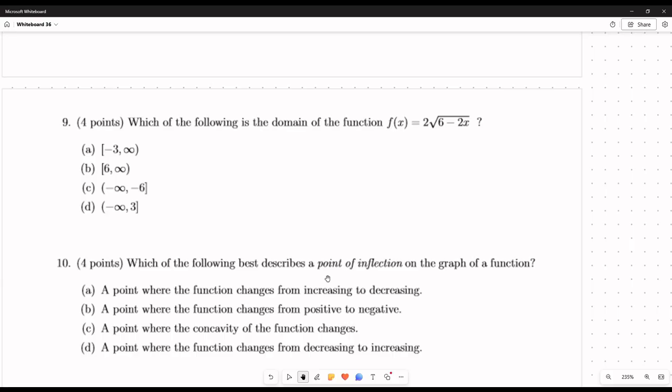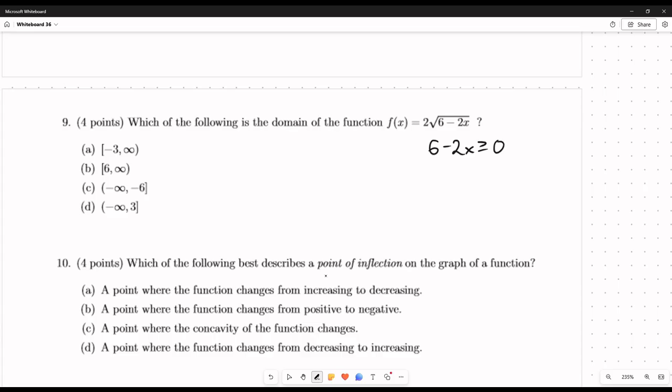So, first, which of the following is the domain of this function? 2 times square root of 6 minus 2x. So what we want to do is we want 6 minus 2x. We don't want to take the square root of a negative. So what we need is that 6 minus 2x is greater than or equal to 0.